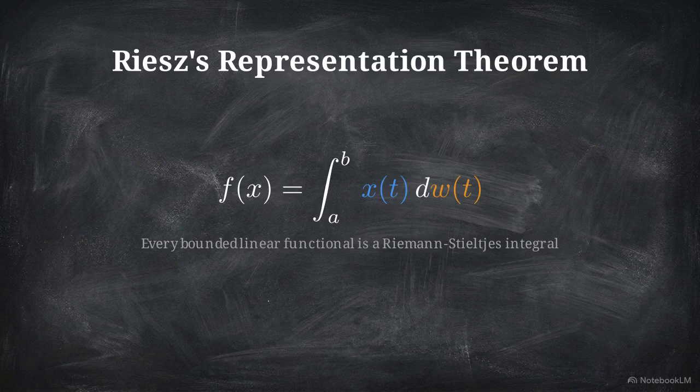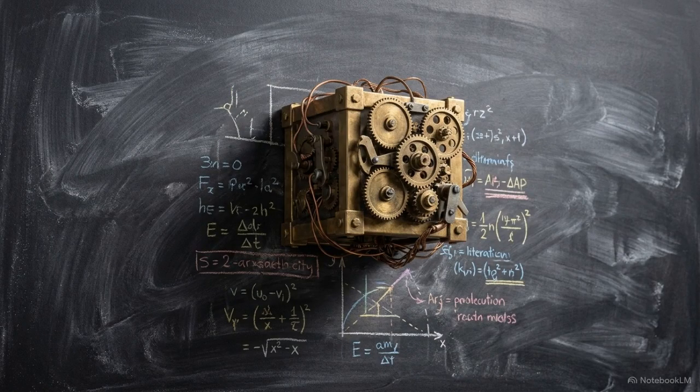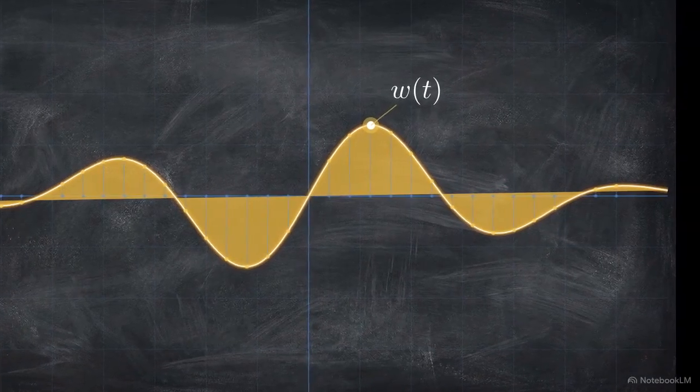This brings us to Riesz's representation theorem. As the equation shows, every bounded linear functional on C[a,b] can be represented by a Riemann-Stieltjes integral, and the norm, the maximum output of that functional, is exactly equal to the total variation of the weight function w. The power of this theorem is that it reduces an abstract operator into something tangible. The entire behavior of a complex functional is perfectly encoded inside that one single weight function, w(t).